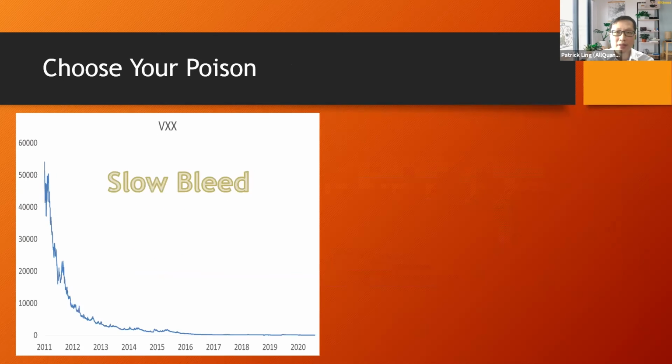So we have seen the benefit of adding volatility as an asset class. But let's also take a look at the flip side. Let's look at the potential pitfalls of trading volatility.